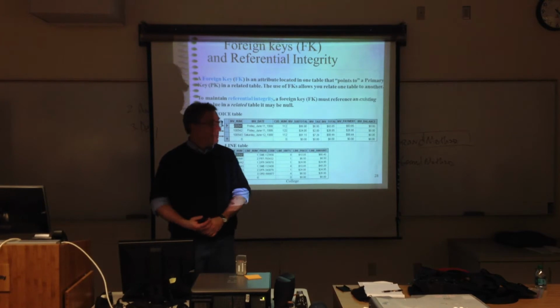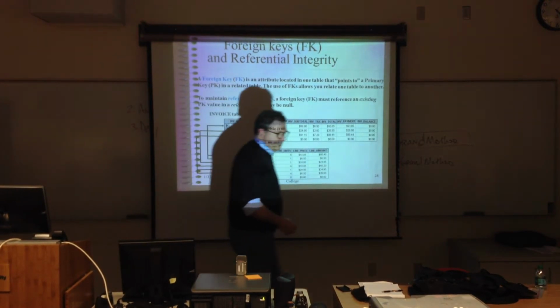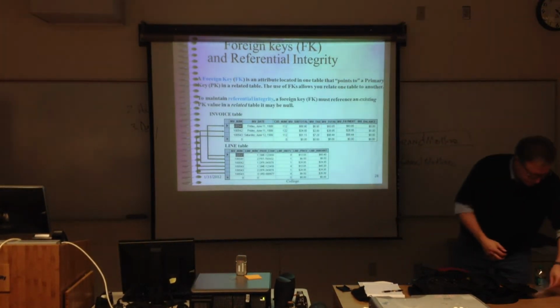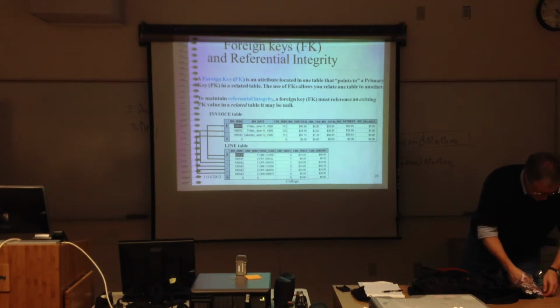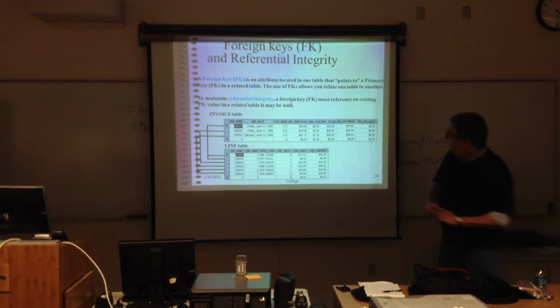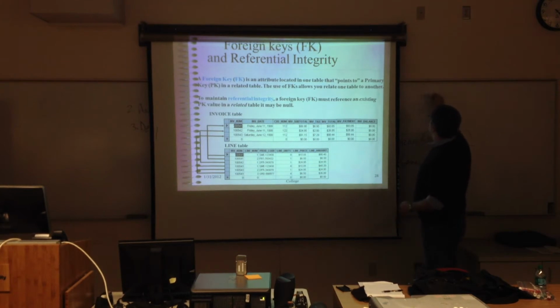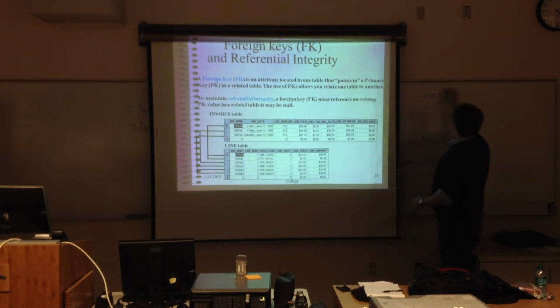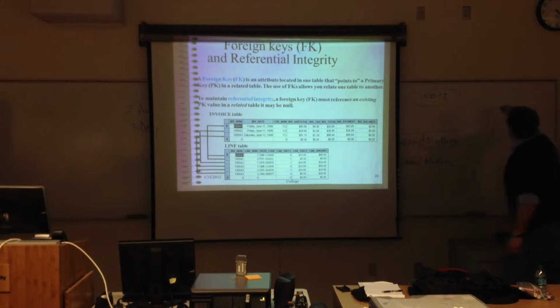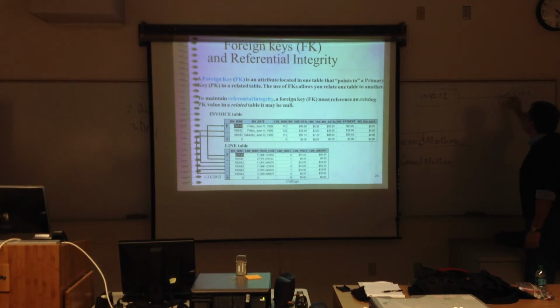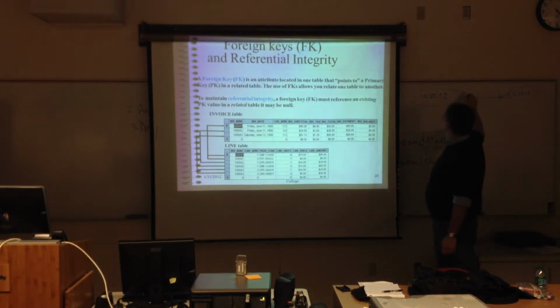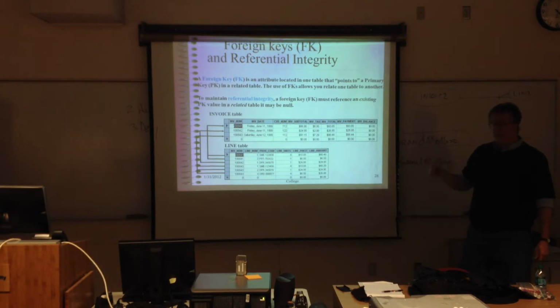You can probably visualize that entity relationship diagram in your head. If not, I'll be happy to show you. So an invoice and a line: an invoice has one or many lines. And a line appears in one and only one invoice, as far as I know.